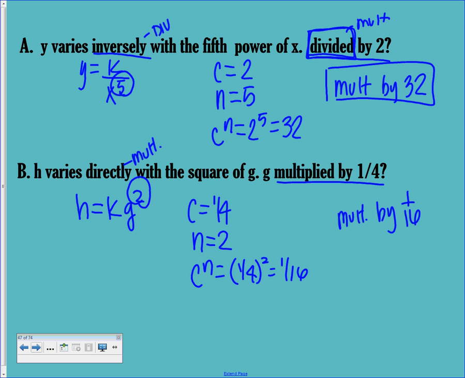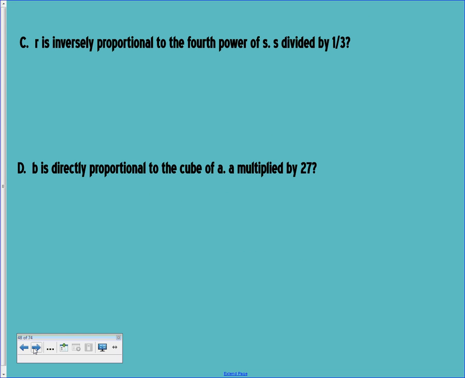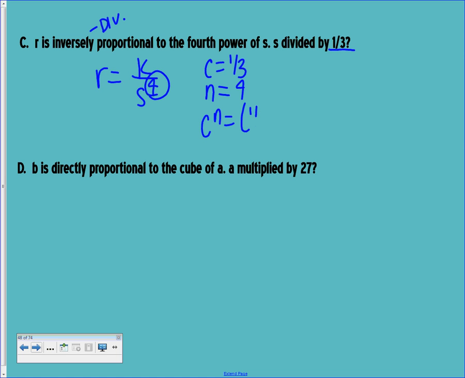Okay. Let's try example C. R is inversely proportional to the 4th power of S. So R is k over S to the 4th. Again, you don't have to write that down. That's just kind of nice for me to see because now I see inverse and I see division right here, which is a good thing. And it's being divided by 1/3. So I know my c is a third. My n is my exponent, which is 4. I still find c to the n, which is a third to the 4th, which is 1/81.